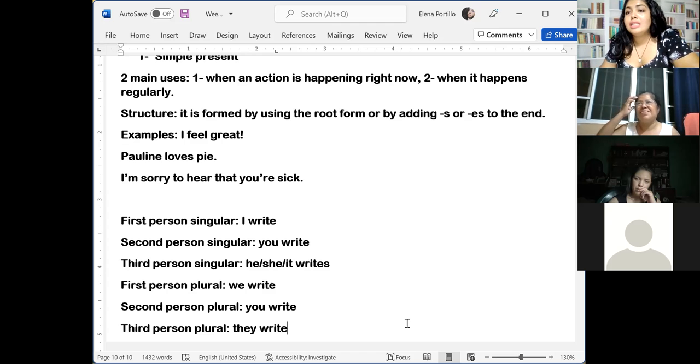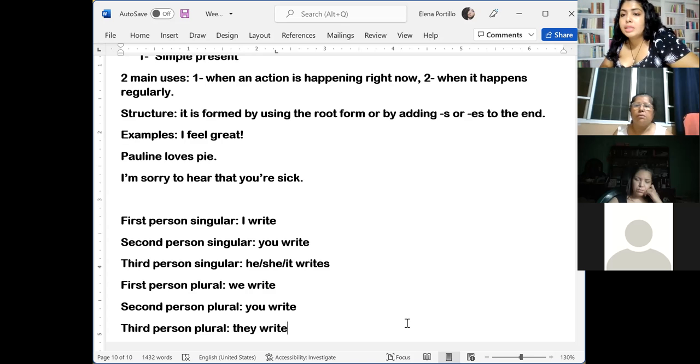The verb to be is irregular. This is something that we already know. In this case, the verb to be is irregular and it has some changes. For example, I am, you are, he, she, it is. In this case, we have three different words to use for the verb to be: am, are, and is. This is also one of the very basic things about the language.